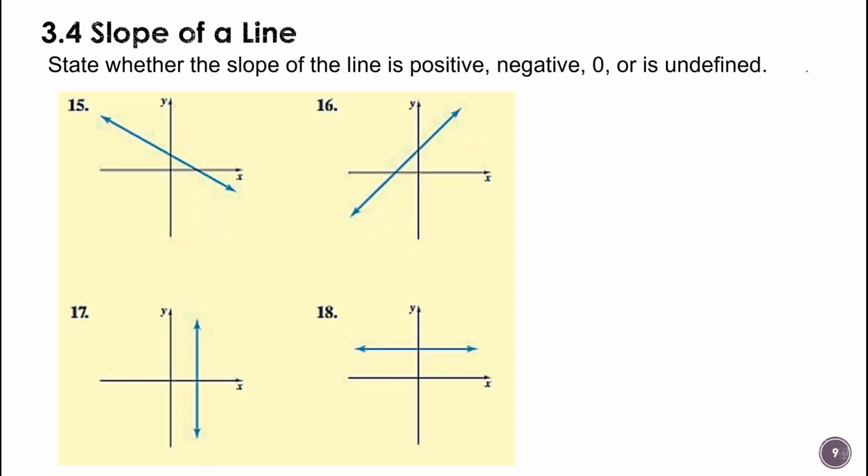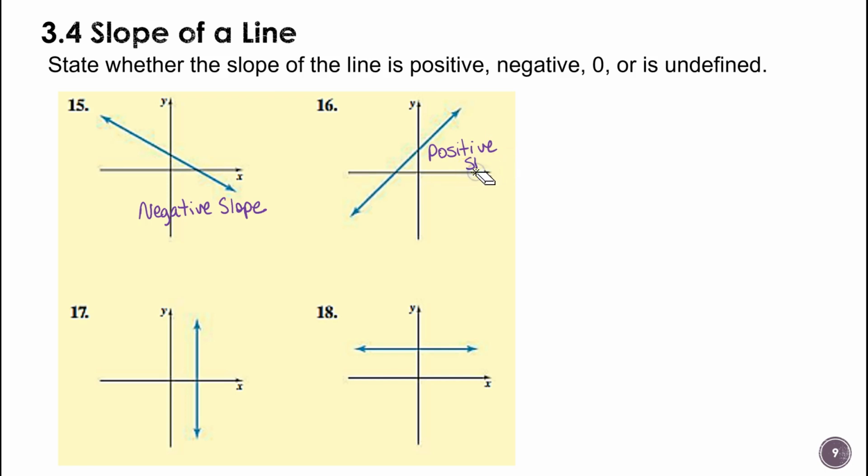Okay, so we're just going to run through these real quickly. State whether the slope of the line is positive, negative, 0, or undefined. So we're not going to get real specific on the ones that are just positive and negative. So notice the first line is going down to the right on number 15. These are from your book. So it has a negative slope. Number 16 is going up to the right. So this one has a positive slope.